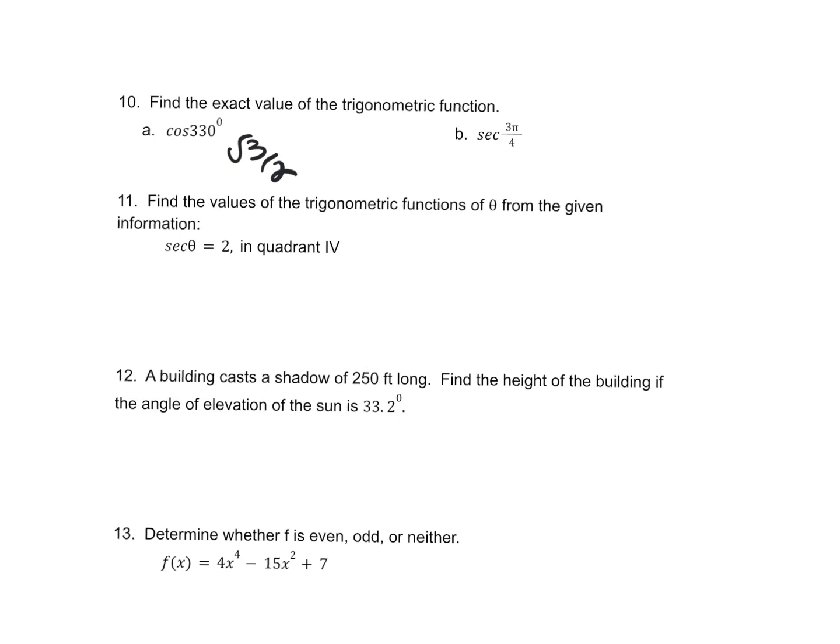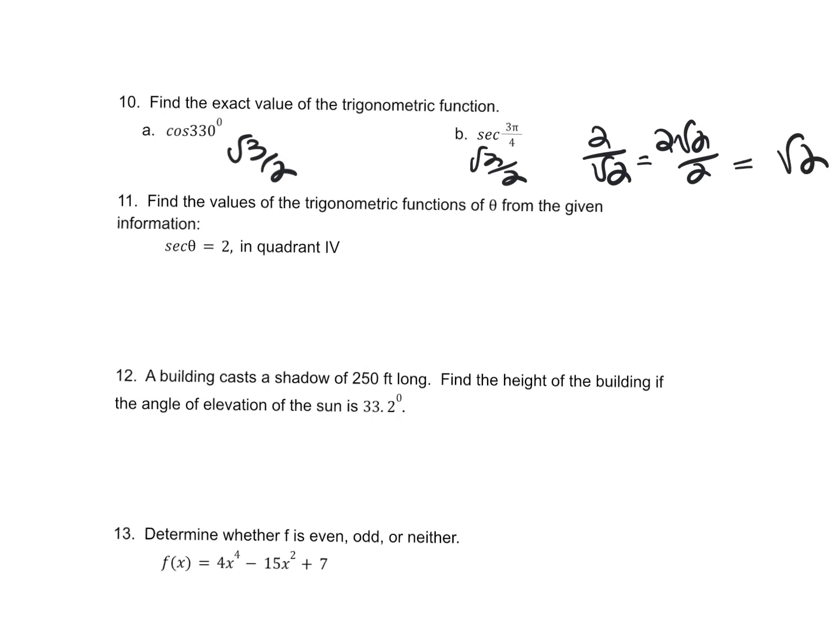Secant 3π/4. I don't know secants. Secant's the reciprocal of cosine. Cosine of any 3π/4, or any π/4, is square root of 2 over 2, which means secant's the reciprocal of that. So I'm going to flip that like this. Take the root to the top, take the number on the bottom. The 2's cancel. That's a lot of work to get to square root of 2.